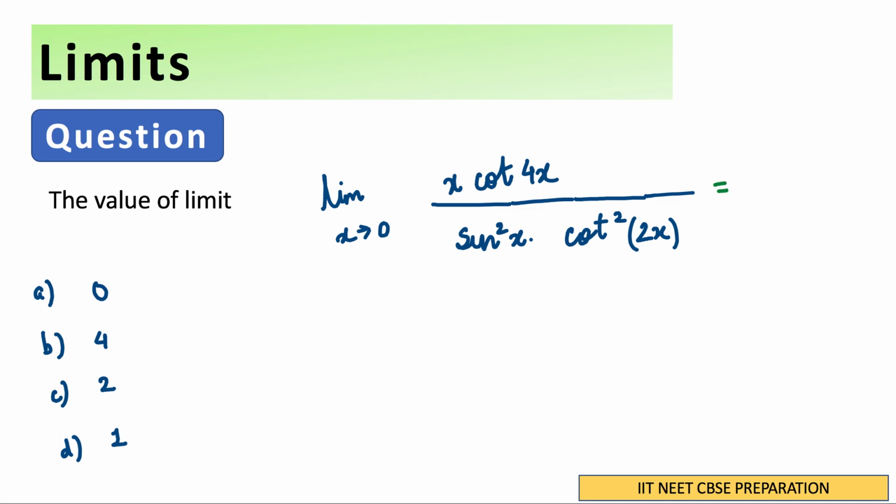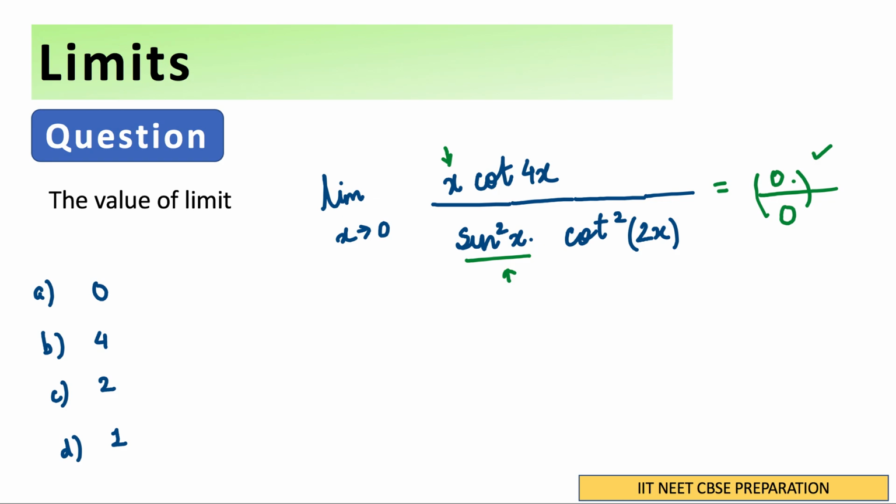What kind of form is this? When you substitute x equal to 0, the numerator becomes 0, since 0 into anything is 0. And in sine square x, sine 0 is 0, so again 0 into anything will be 0, so the denominator is also 0. So we got the 0 by 0 form.